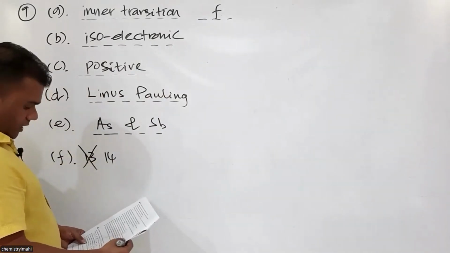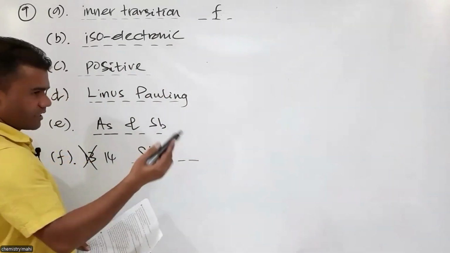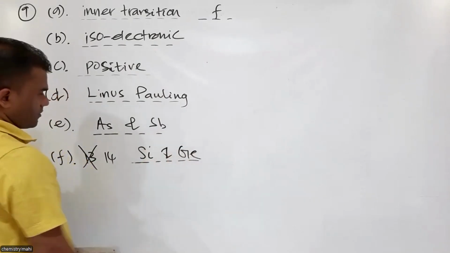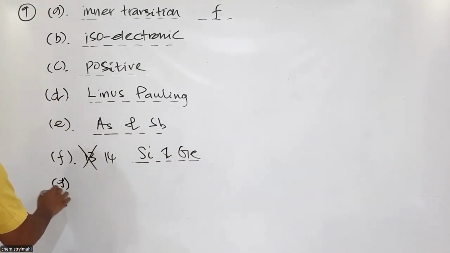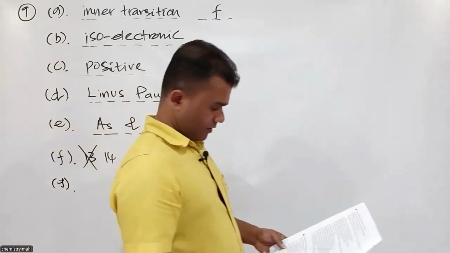Among group 14, metalloids are: carbon is a non-metal. There are silicon and germanium, considered as metalloids. There is a printing mistake. You have to change it.